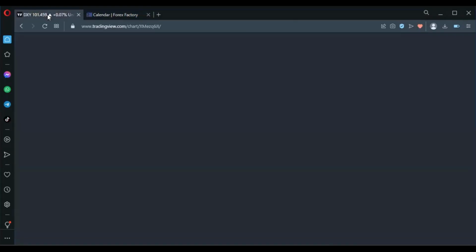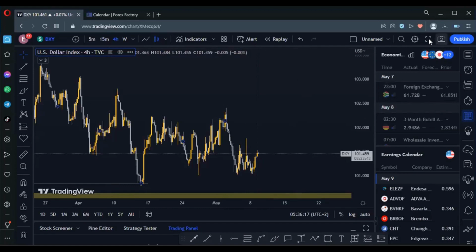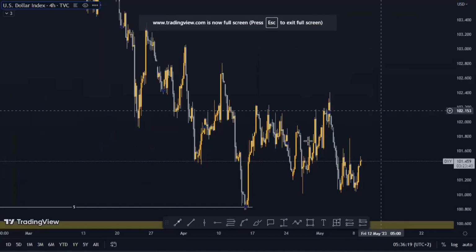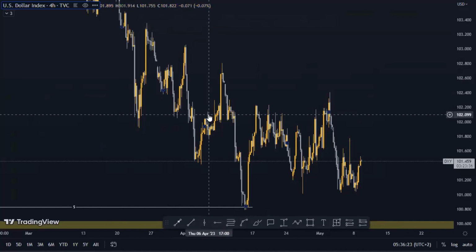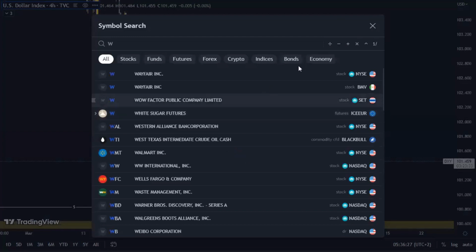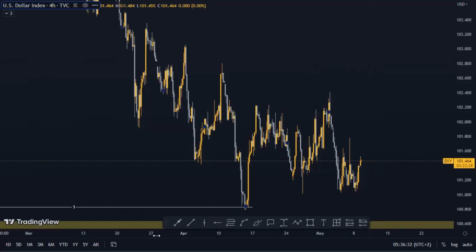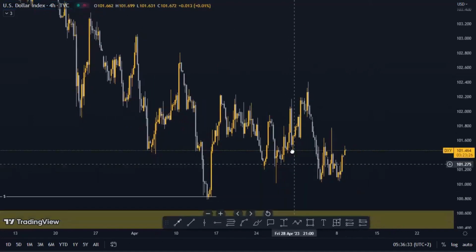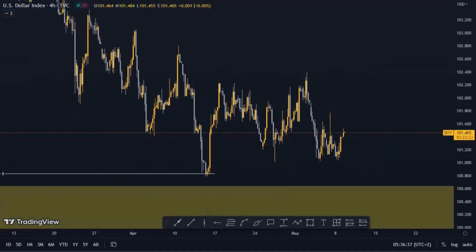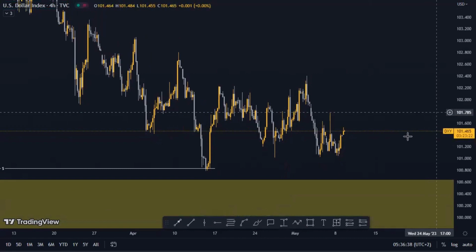So with that said, let's jump onto our charts to see our technical analysis. In front of me right now is the dollar index, on a 4-hour time frame.